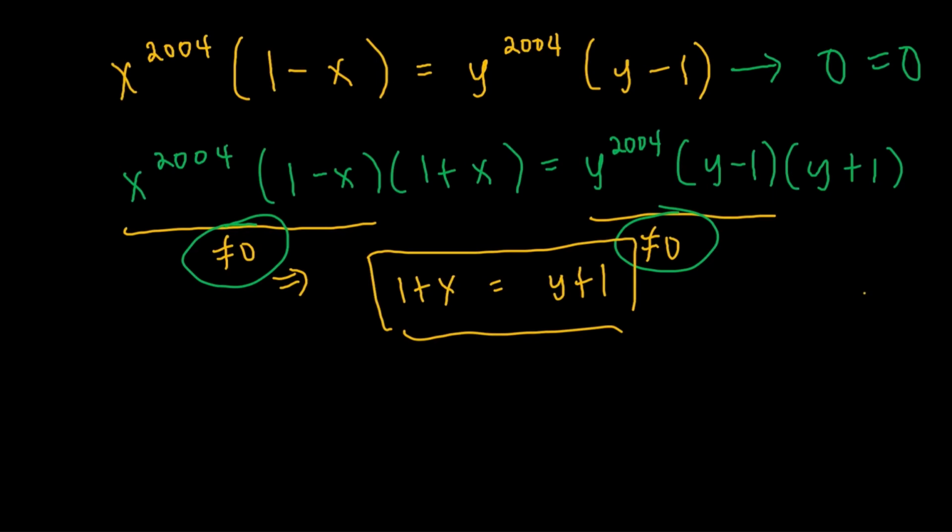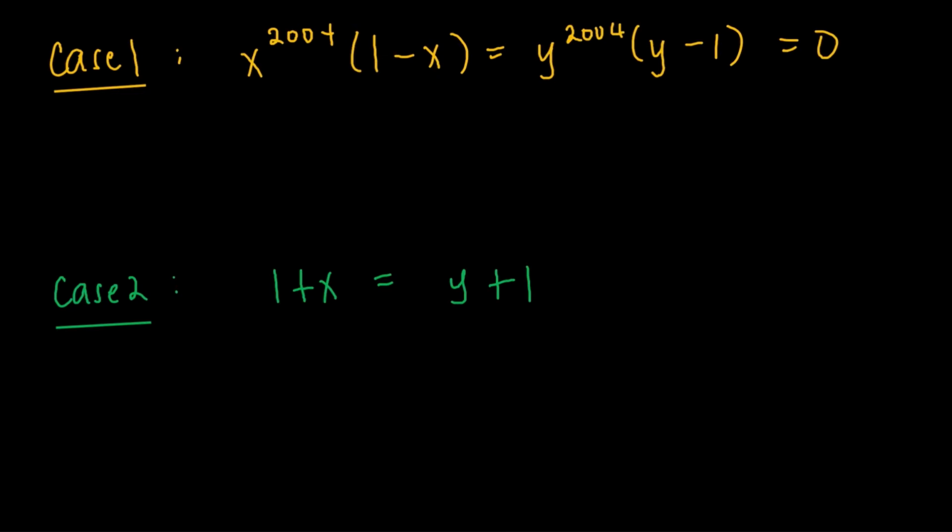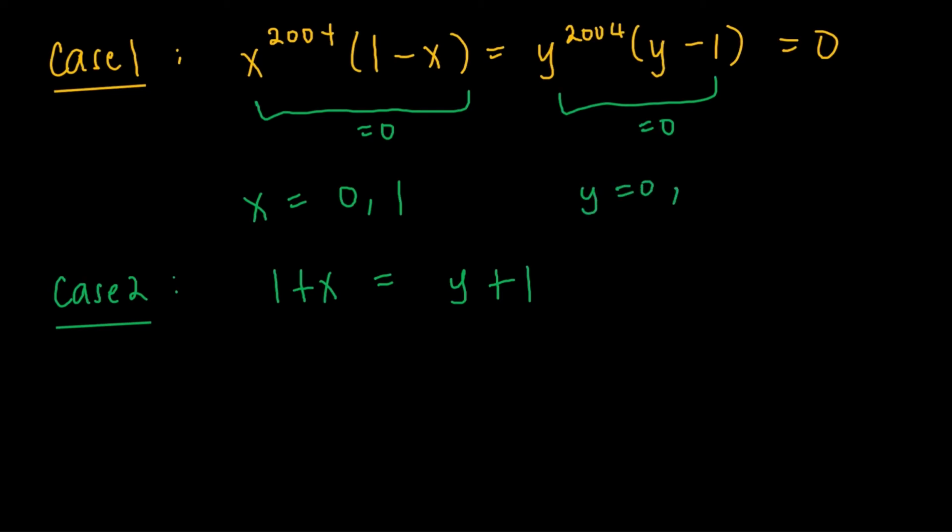Summing up, we have two cases. Case 1, where this entire thing is a 0 equals 0 scenario. What I have to do is solve for x when this is equal to 0, and then solve for y when this is equal to 0. That's not too difficult because it's already in factored form. I have two possible values of x, 0 and 1. If it's 0, then this term would be 0. If it's 1, that term would be 0, and no other values of x. Similarly, y would be 0 or 1.